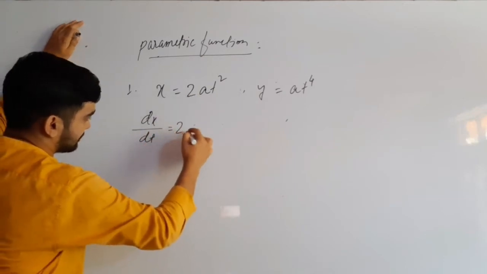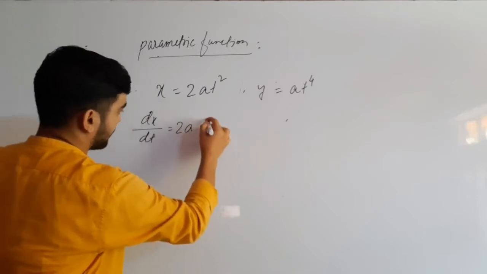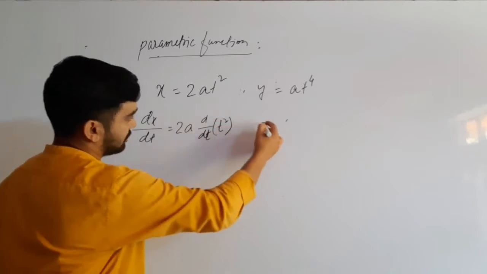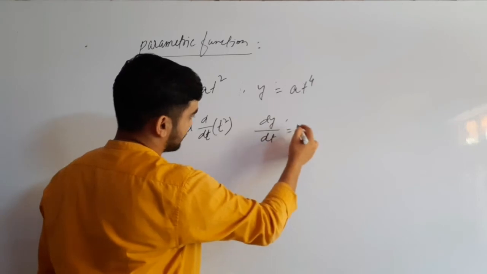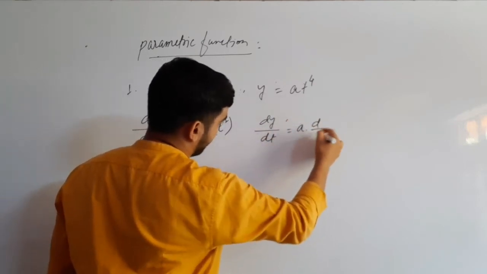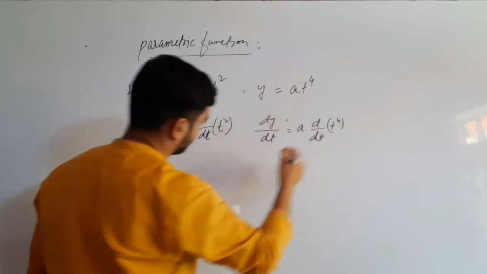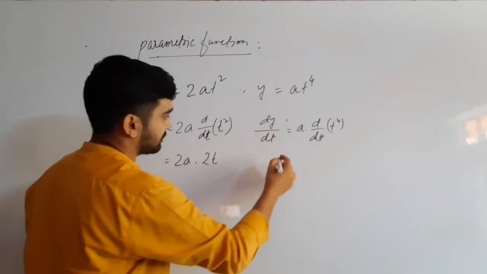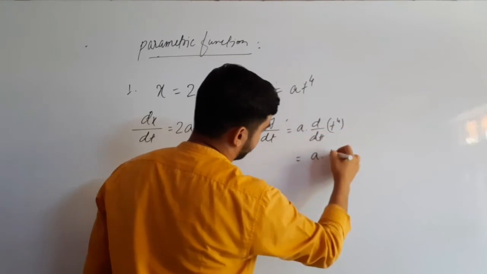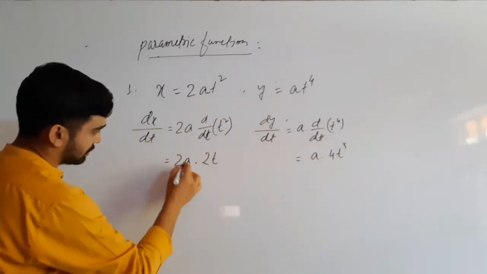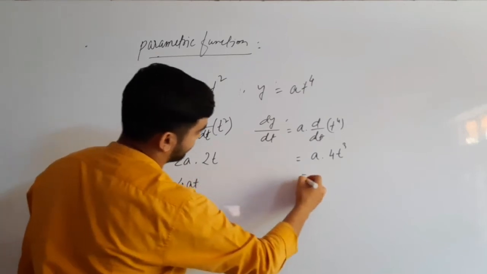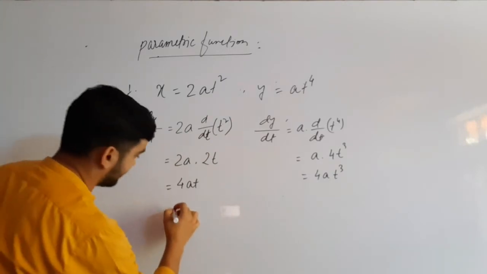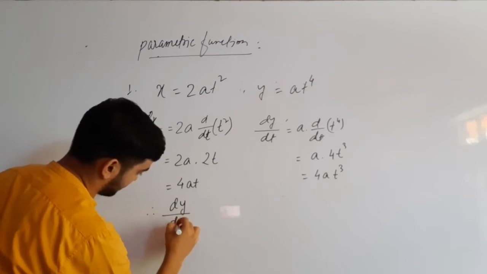dx by dt: 2a is a constant term, so we write it outside, and differentiate t square with respect to t. Similarly dy by dt: a is a constant term, d by dt of t power 4. So 2a into 2t, differentiation of t square, which gives 4at, and for y, 4a t cube. What we require is dy by dx.